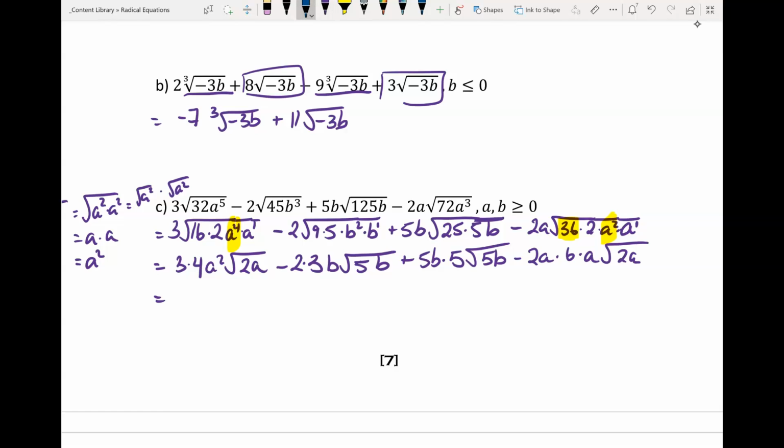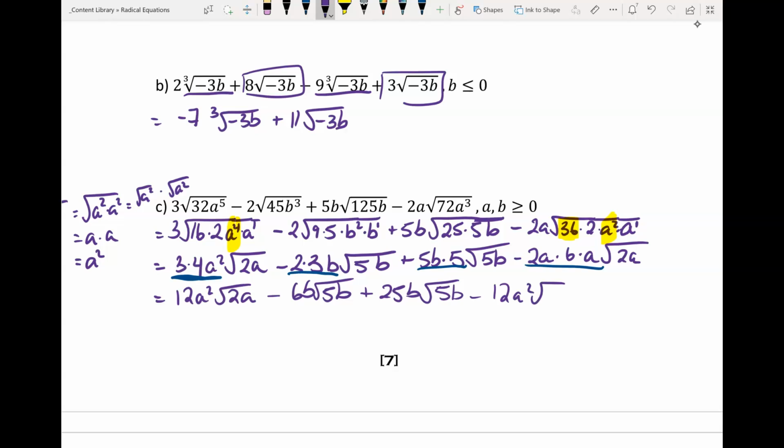Now we're going to simplify whatever's outside of our radical. So whatever I'm underlining here, that's what we're simplifying. 3 times 4 is 12. Then we're left with a squared. Then we have 2 times 3 times b, which is 6b. 5b times 5 is 25b. And then a times 6 times a is 12a squared.